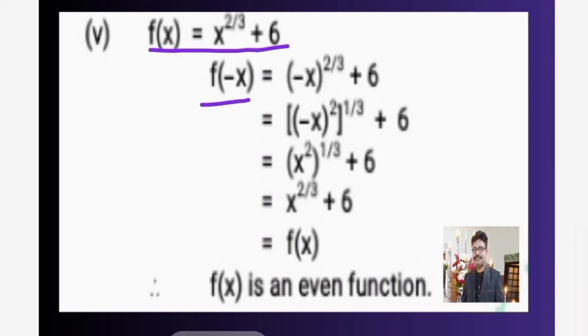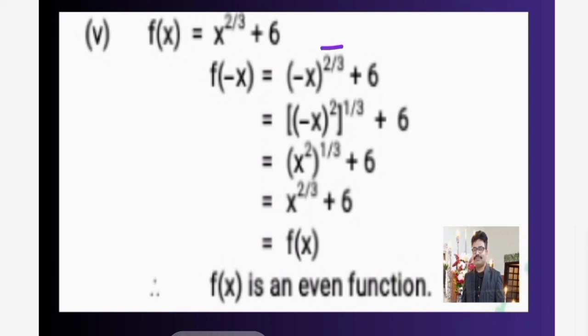We will put x equal to minus x. I have told in 4 parts, if we have to check whether the function is even or odd, we have to put x equal to minus x. So we'll write f of minus x is equal to x power 2 by 3, and we have to write x equal to minus x, so we will write minus x whole power 2 by 3, plus 6, we will write plus 6.